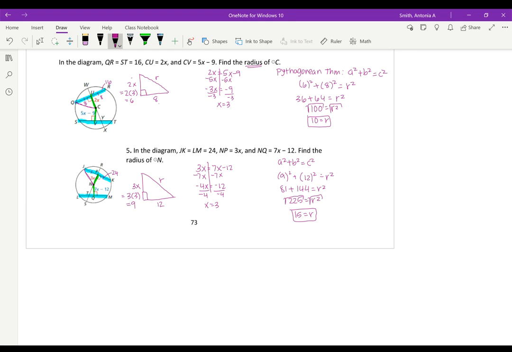And that's it. Lots of theorems in this one. So read through them again, look at those examples, and make sure you really understand the difference between them.